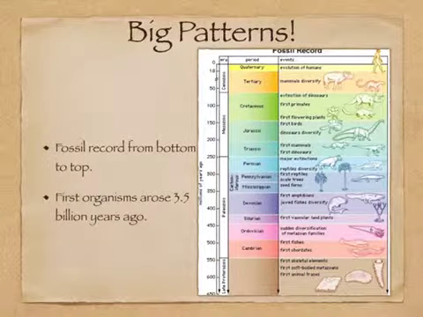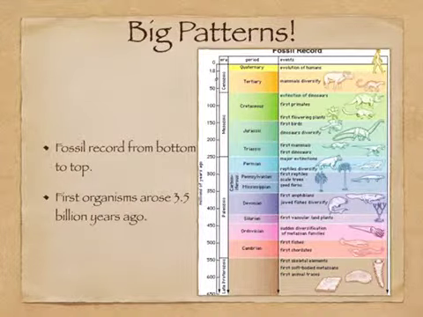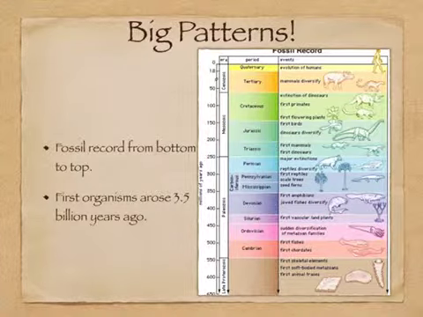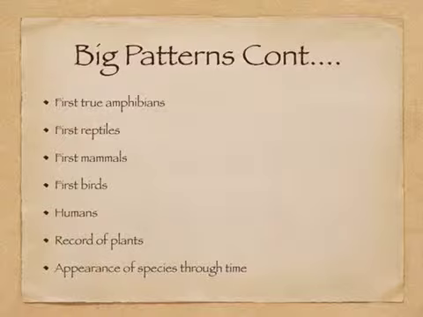The fossil record from bottom to top shows the timeline of life's history, beginning with the first organisms that arose 3.5 billion years ago, and shows the changes throughout time that show us a gradual transition of major groups. First true amphibians came into existence 50 million years later, followed by the reptiles 50 million years after. 250 million years ago, the first mammals came into existence, followed by the birds 50 million years after, which due to that diversity came into play.